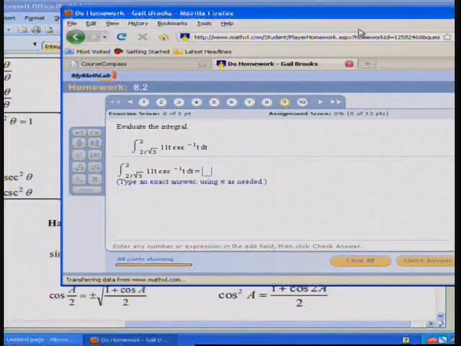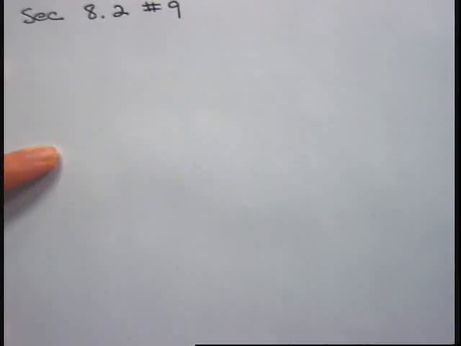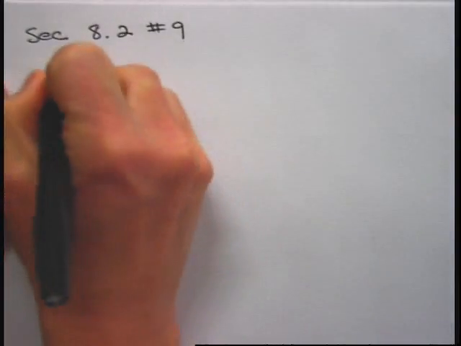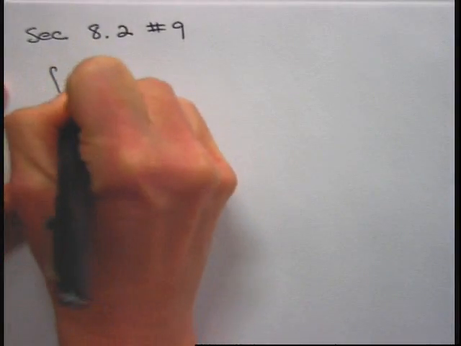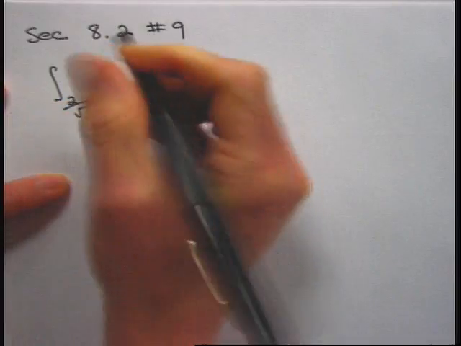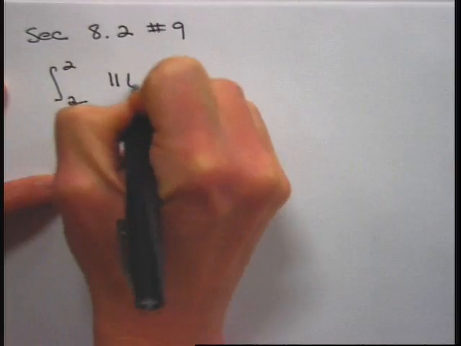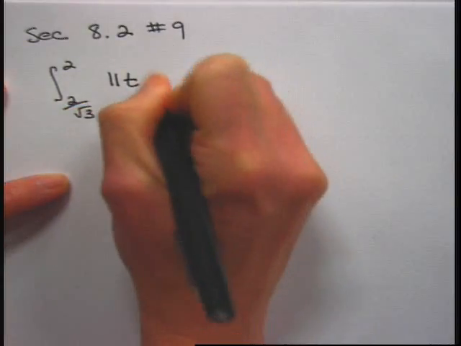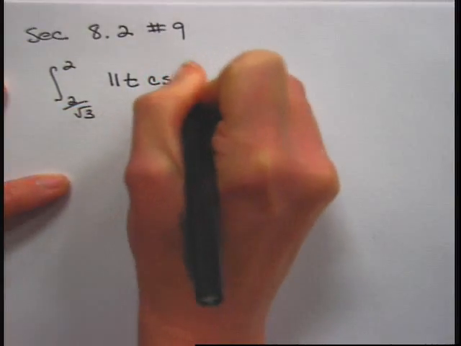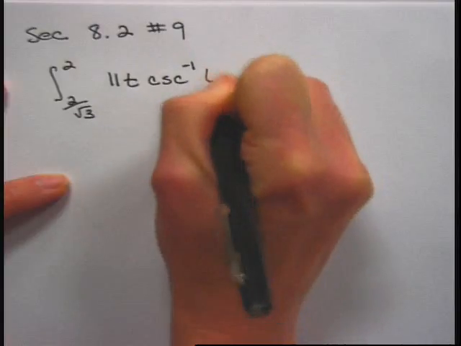Number 9. And I will come here. We're looking at the integral from 2 over the square root of 3 to 2 of 11t times inverse cosecant of t dt.